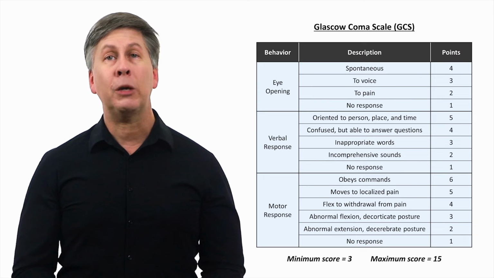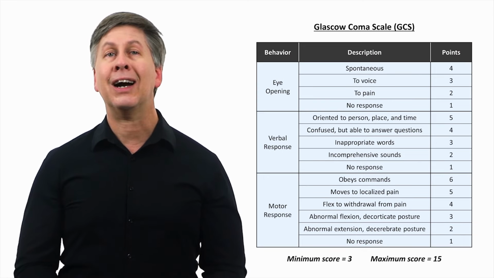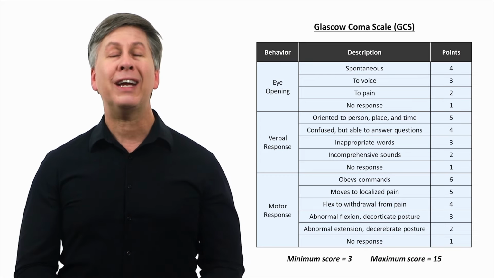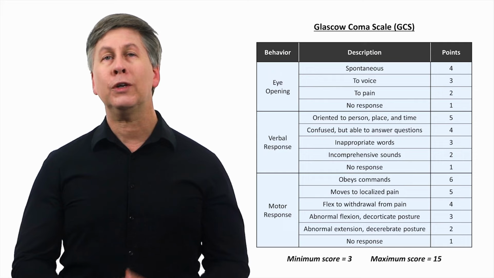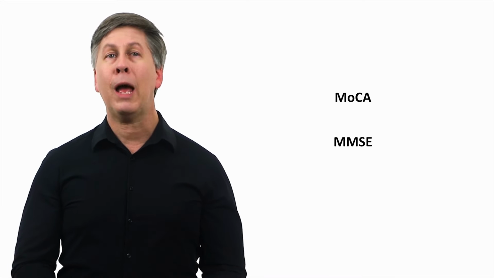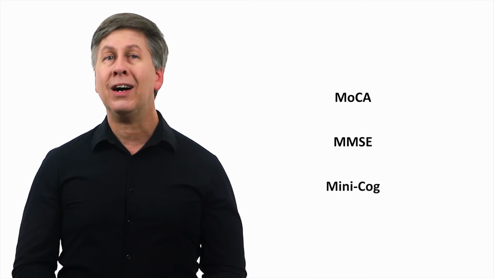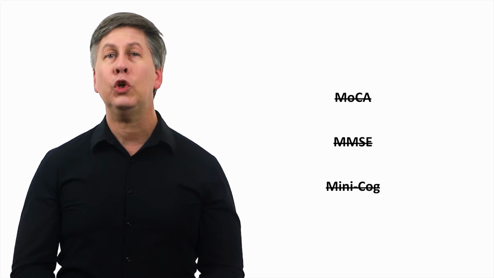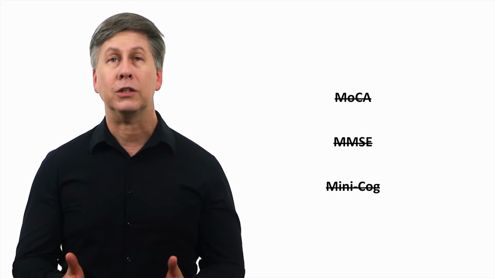The GCS provides information about prognosis and in some cases can guide decisions about intubation of patients with acute neurologic impairment. However, in isolation, it provides no useful information about diagnosis. In addition to these previous scales, there are a number of other scored cognitive assessments that are sometimes used in this context, including the Montreal Cognitive Assessment, or MoCA, the Mini Mental State Exam, or MMSE, and the so-called Mini-Cog.